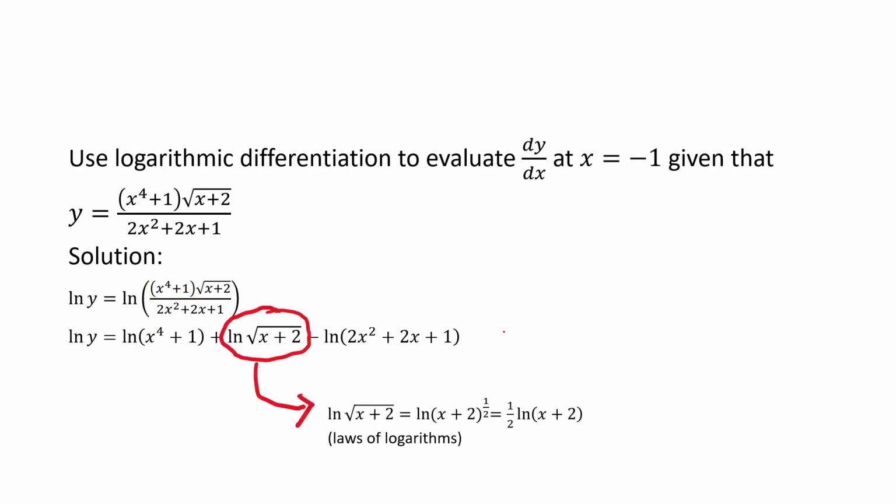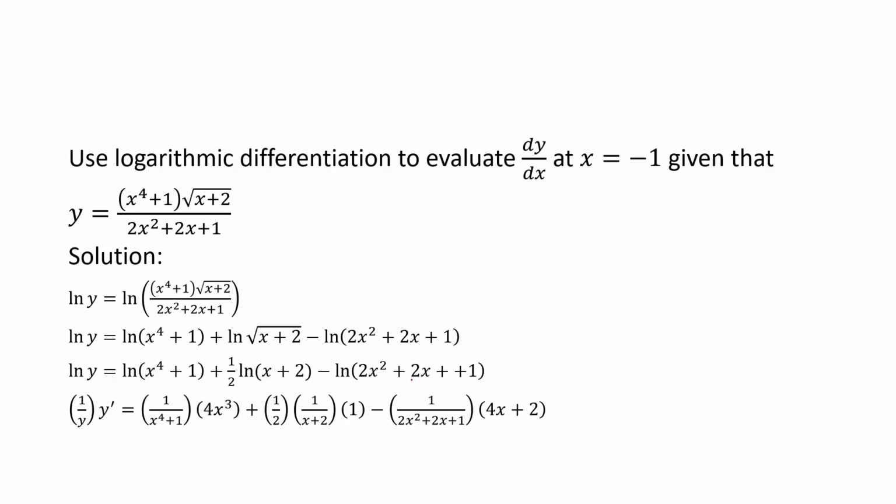Okay, so we can rephrase that ln of square root of x plus 2 as the ln of x plus 2 quantity to the 1/2. And one of our rules of logarithms tells us we can bring that exponent in front. So we do it and we get that expression right there. So we put that in here. Now what we're going to do is determine each one of these derivatives.